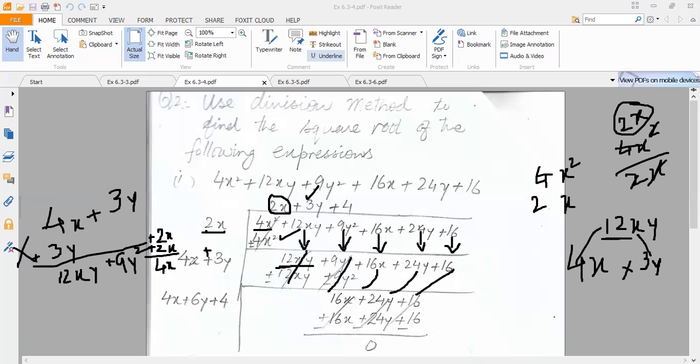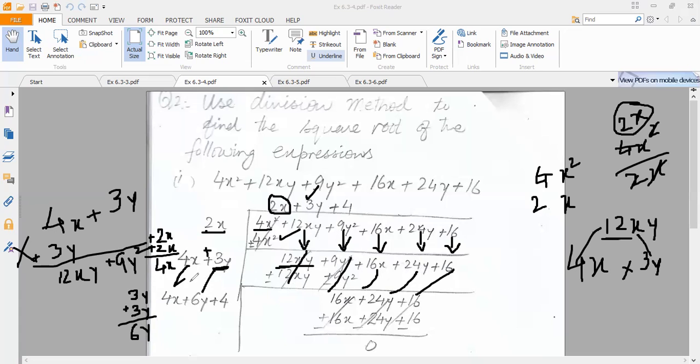Now what you do, 4x will come as it is. 3 plus 3. The next term will be added. 3y plus 3y will give you 6y. Here we are adding 3y. 3y plus 3y is equal to 6y, and we are now bringing it here.